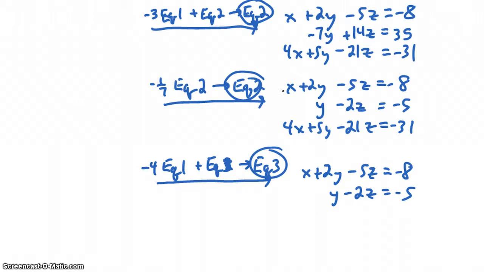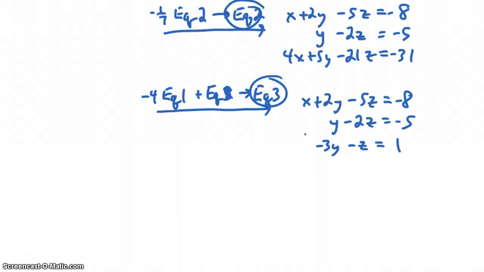That was the whole point of multiplying by -4, to get rid of the x's here. I have a 4x here, so I multiplied this by -4 so that when I add them up I get 0. Now, -4 times 2y is -8y, plus 5y gives -3y. -4 times -5z is 20z, plus a -21z is -z. And -4 times -8 is positive 32, and positive 32 plus a -31 is just 1. So you notice now that we're missing x's in the second equation and in the third equation.